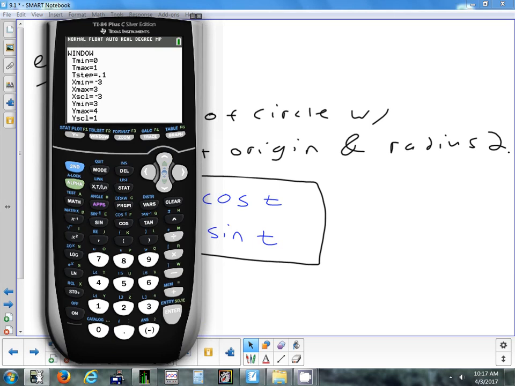The t-max. If I hit graph right now, I'm not going to get a circle. I'm going to get that. Let me see if I adjusted everything right. -3 and 3. Where is my x-axis? Did I do it again? I think that it's just set the same as the other scale. Is there a y scale? Yeah, 1.